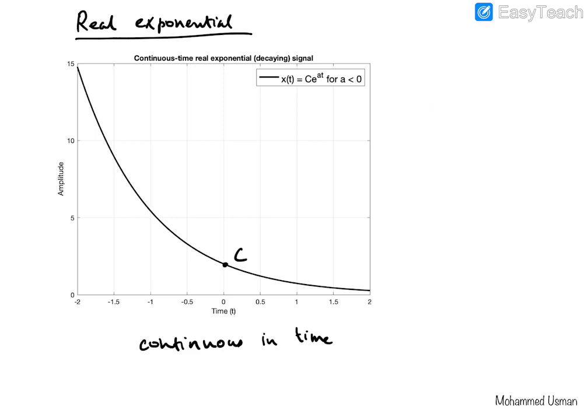And just to emphasize, the decaying exponential signal is obtained when the exponent a is negative. Okay, now let us have a look at the corresponding exponential signals in the discrete time version.